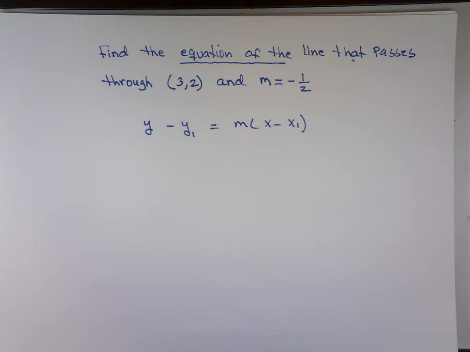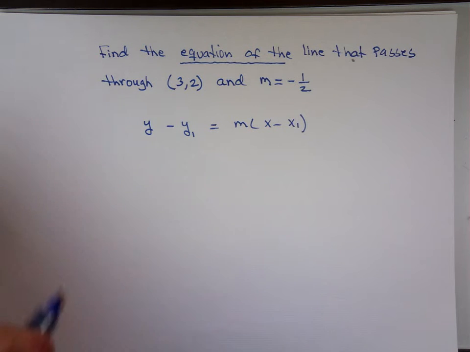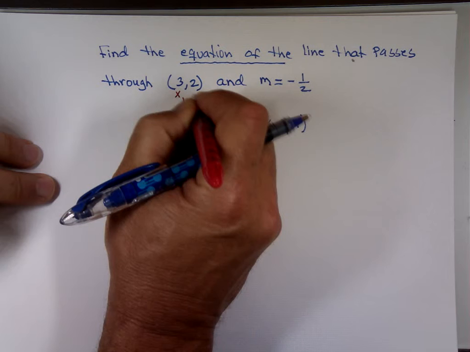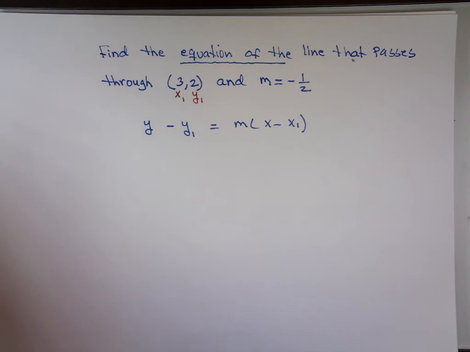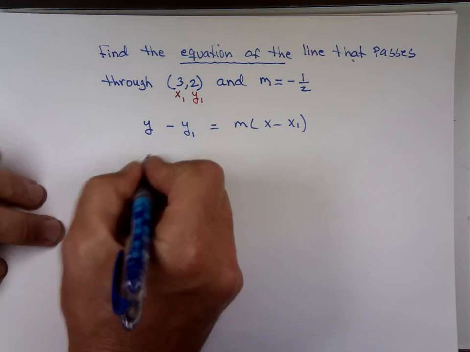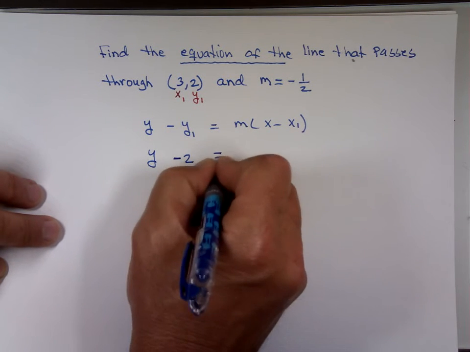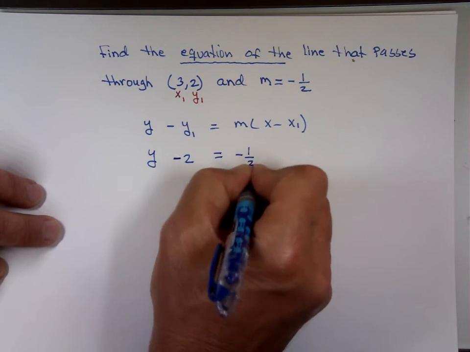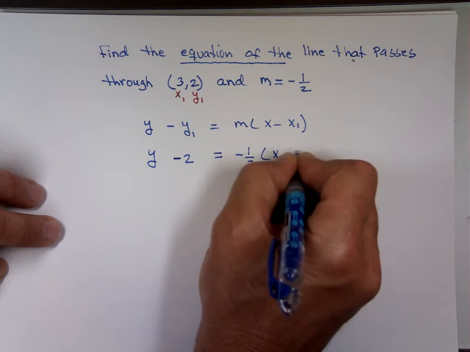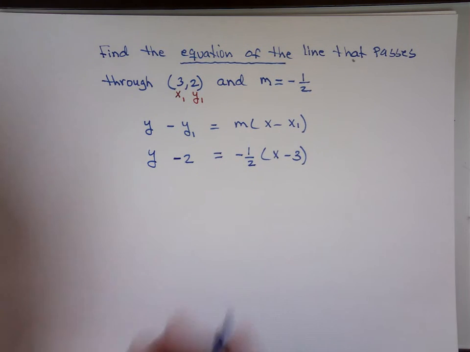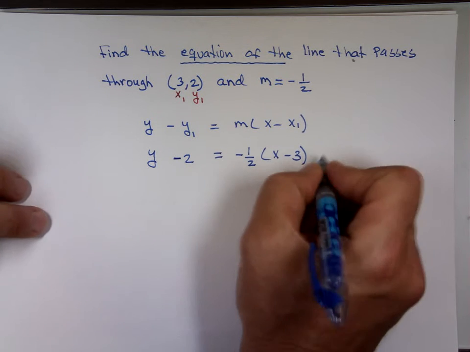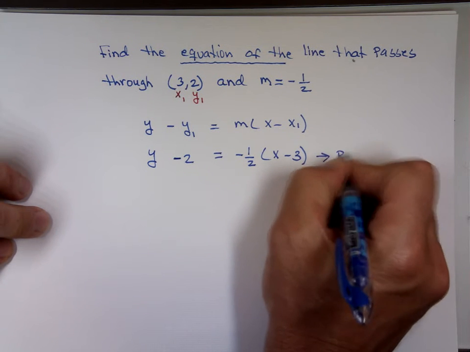And this is your x sub 1. This is your y sub 1. If you plug it in, y minus 2 equals negative 1/2 x minus 3. If they said write the answer in the point slope form, you stop right here. This is the point slope form. Don't simplify it.